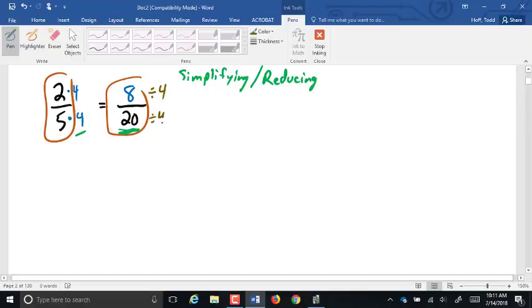If I divide by 4 on top and bottom, what's 8 divided by 4? 2. What's 20 divided by 4? 5. And we've already shown that 2/5 is equivalent to 8/20ths. So we can reduce that fraction by the same amount. Now here, we had done the multiplication, so we knew what to divide by.